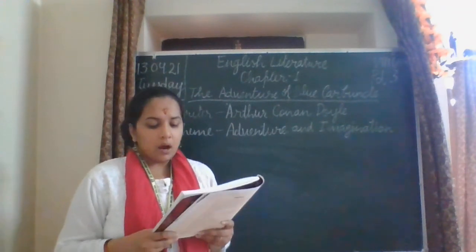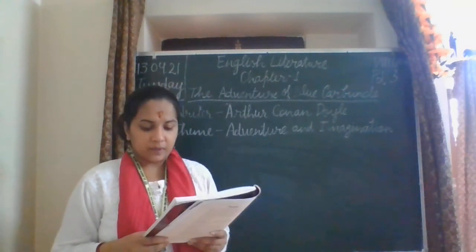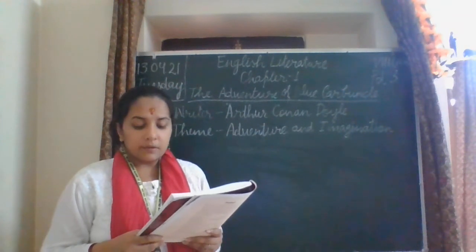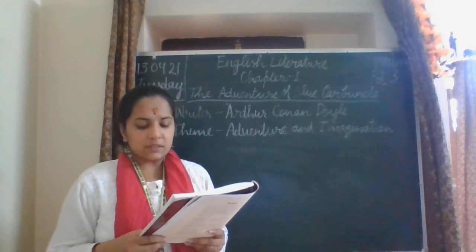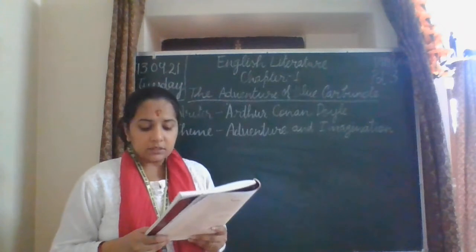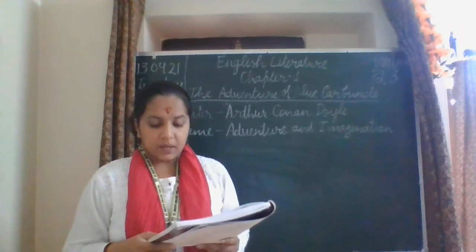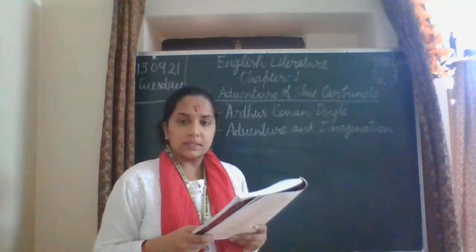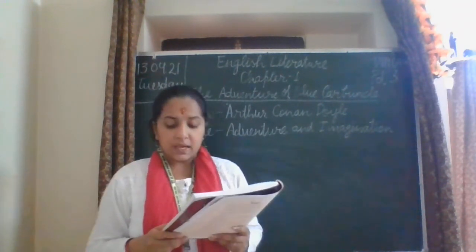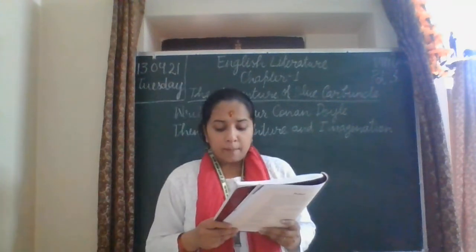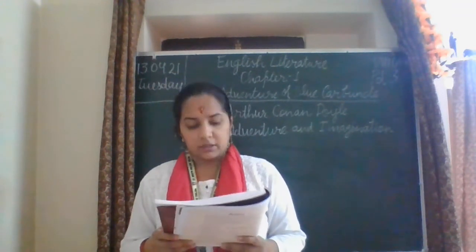Starting from the writer, Arthur Conan Doyle was born in Edinburgh, Scotland. He was a novelist and writer of detective and science fiction. His famous detective Sherlock Holmes and his friend Dr. Watson are immortal characters. Some of his works are A Study in Scarlet, Sign of Four, The Adventures of Sherlock Holmes, and The Hound of the Baskervilles. These are some of the famous works of Arthur Conan Doyle.